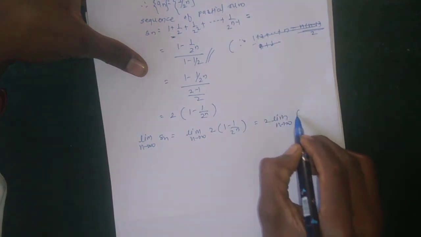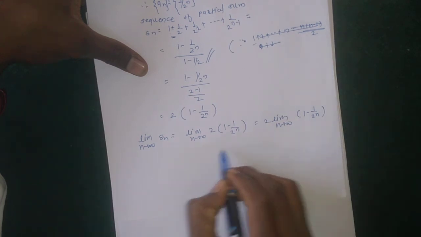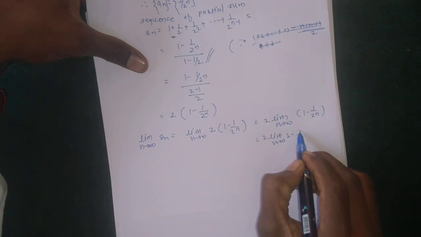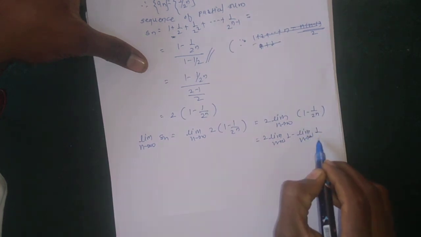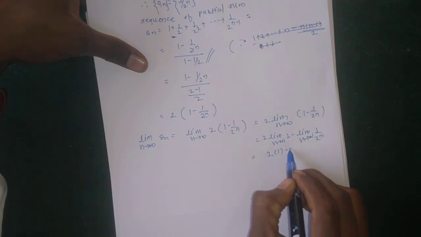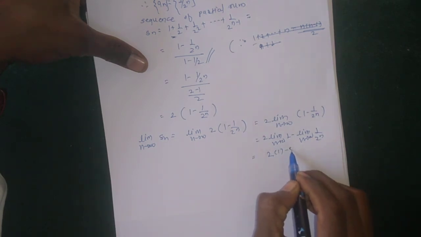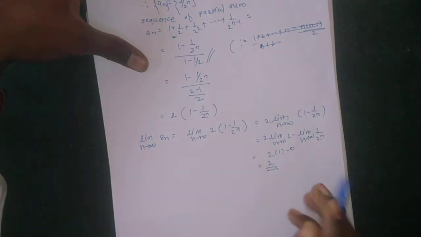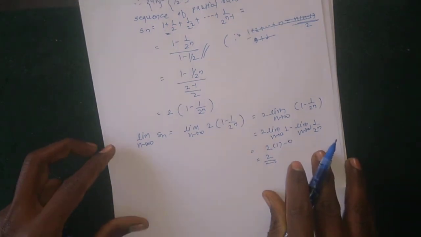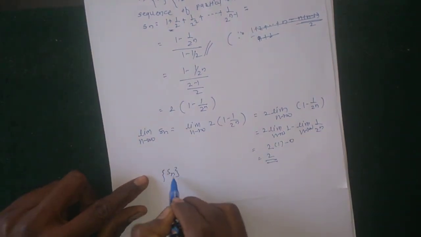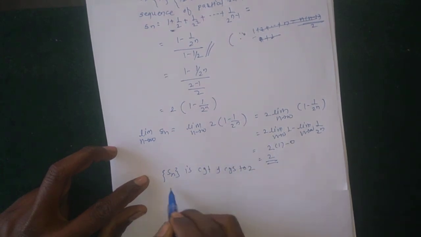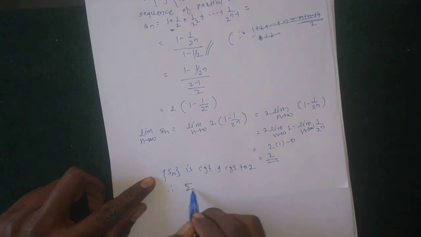limit n tends to infinity 1 minus 1 upon 2 raised to n. So which is equal to 2 into limit n tends to infinity 1 minus limit n tends to infinity 1 upon 2 raised to n, which is equal to 2. Their limit is 1 minus 1 upon infinity, which is 0. So their limit is 2, and therefore the limit is unique. Here the limit of the sequence is unique, and therefore this sequence Sn is convergent and converges to 2, and therefore the sequence is convergent.